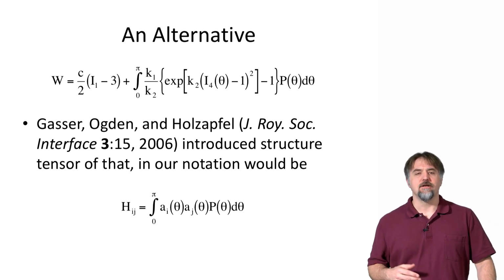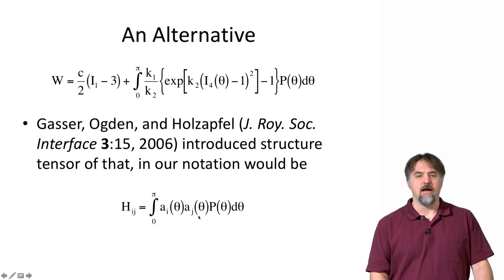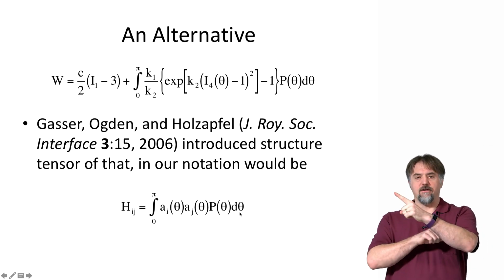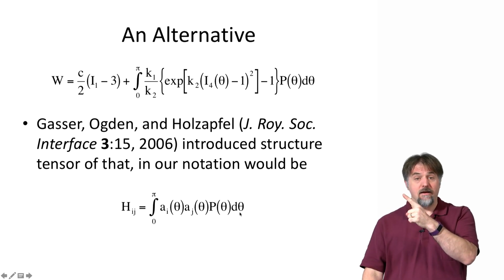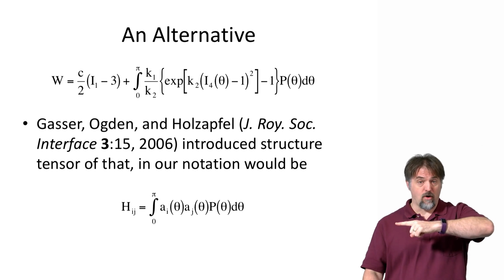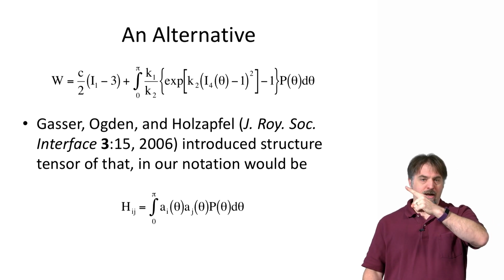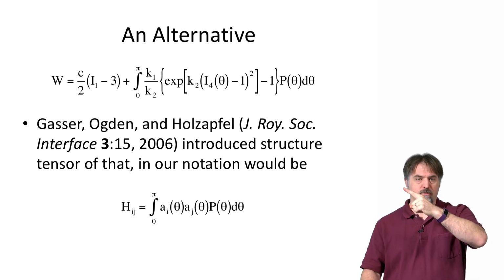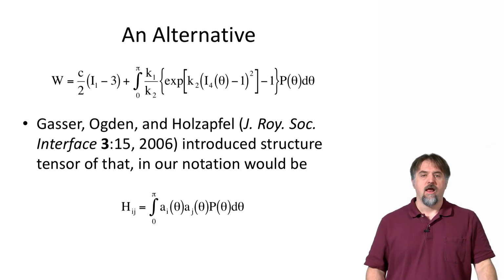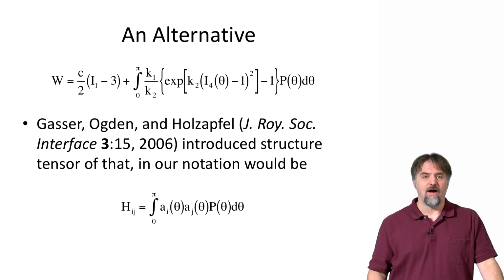And so what they did was they said, well, let's introduce a new structure tensor, which we'll call H, and it is the integral of aij p d theta. So it says for any given direction, I can define a vector in that direction, that's A. So if it were in the flat direction, A would be just 1, 0, 0. If it's up here, it would be 0, 1, 0. And if it were at a 45-degree angle, it would be 1 over square root of 2, 1 over square root of 2, 0, and so on. And P of theta is the probability distribution function for finding a fiber in that direction.